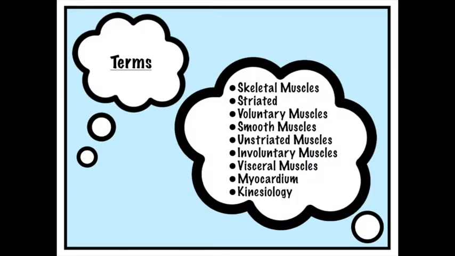Skeletal muscles attach to the bones of the skeleton and are the muscles that make possible body motions such as walking and smiling. Skeletal muscles are known as striated muscles because of the dark and light bands in the muscle fibers that create a striped appearance. Skeletal muscles are also known as voluntary muscles because we have conscious control over these muscles.